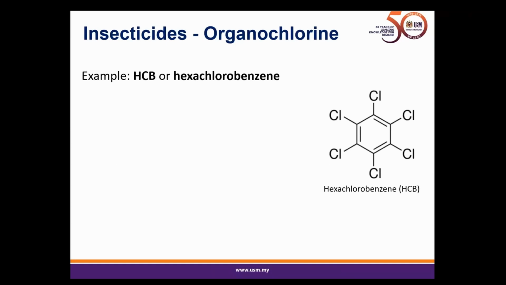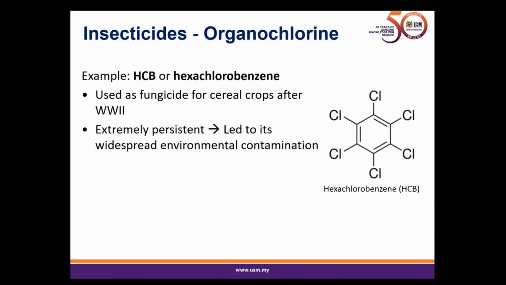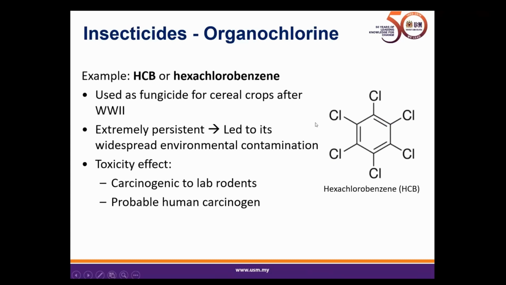Okay, an example is HCB, which is hexachlorobenzene. This is the structure of HCB. It consists of 6 chlorine atoms attached to a benzene ring. It was widely used as a fungicide for cereal crops after World War II. It is extremely persistent, and its toxic effect is carcinogenic, and therefore it is a possible human carcinogen.